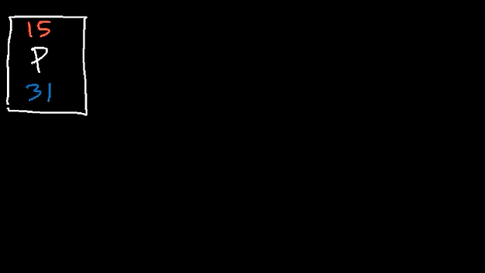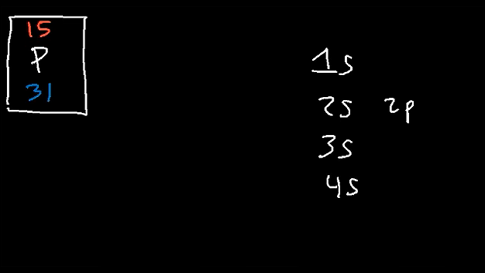Consider the element phosphorus. Phosphorus has an atomic number of 15 and a mass number of 31. Write the electron configuration for phosphorus. That is the ground state electron configuration. And also determine how many unpaired electrons it has and how many paired electrons it has. And then predict if the substance is going to be paramagnetic or diamagnetic. It helps if you write this first.